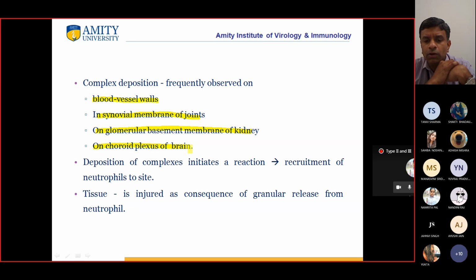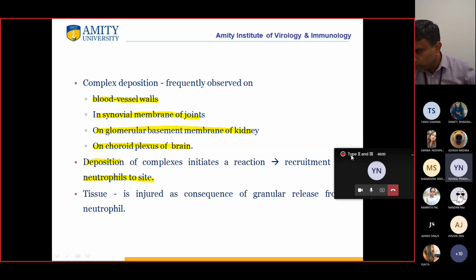So deposition of these complexes initiates a reaction that leads to recruitment of neutrophils to that site, okay? Obviously you know this, first of all neutrophils come wherever the antigen-antibody fight is going on, right? So first of all neutrophils will come to eat them, right? So wherever these immune complexes get deposited, there will be recruitment of neutrophils to the site.